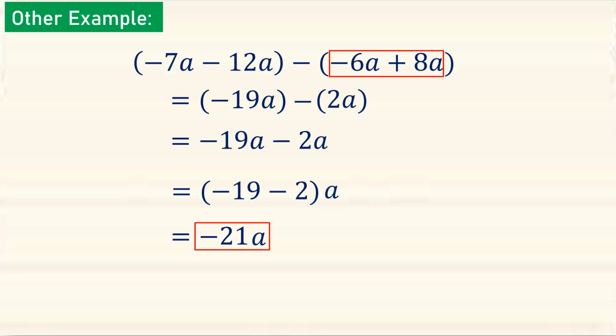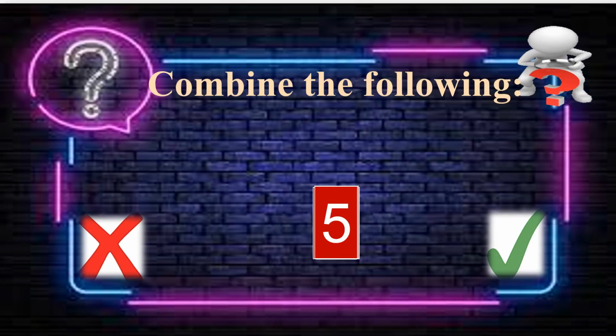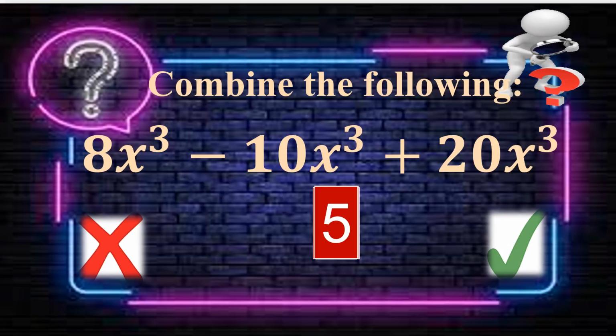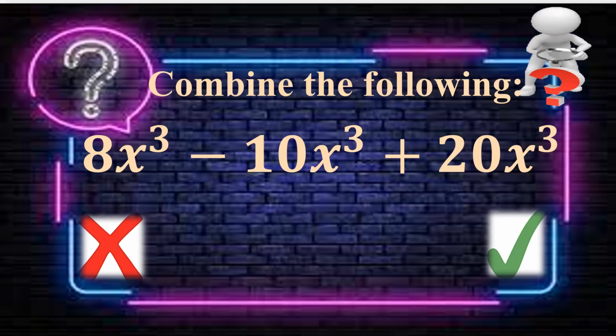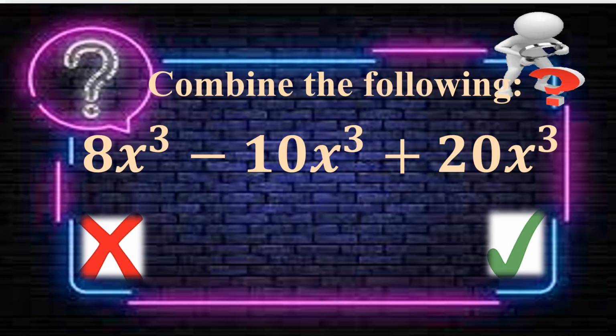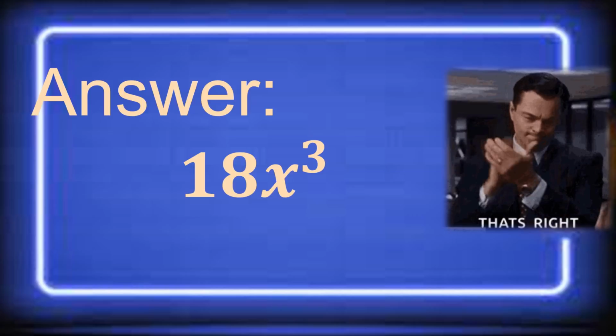Now let us have this short quiz. Combine the following: 8x to the third minus 10x to the third plus 20x to the third, in 5 seconds. That's right, the answer is 18x to the third.